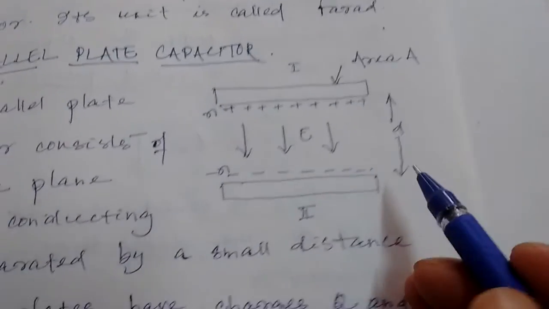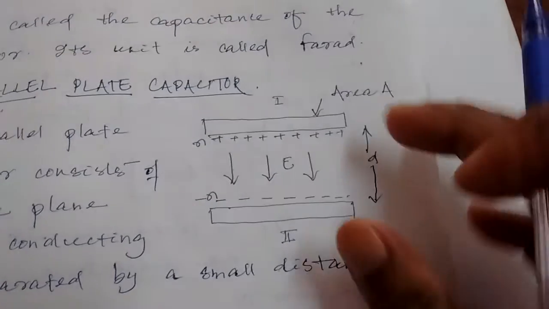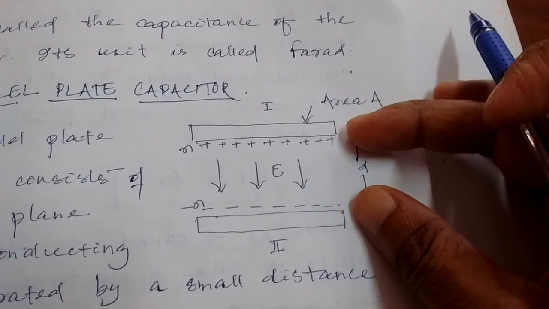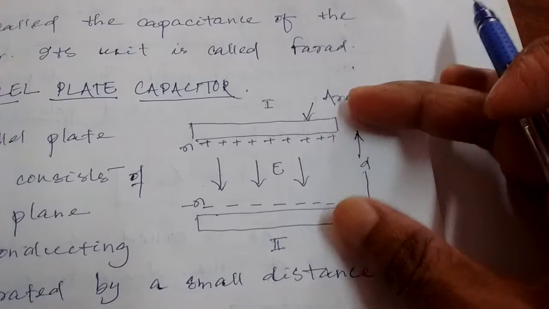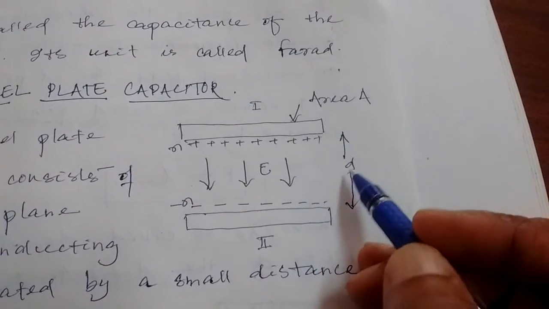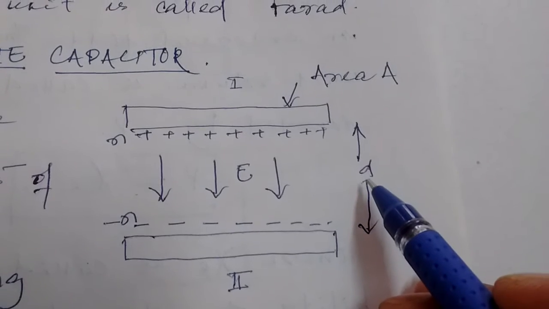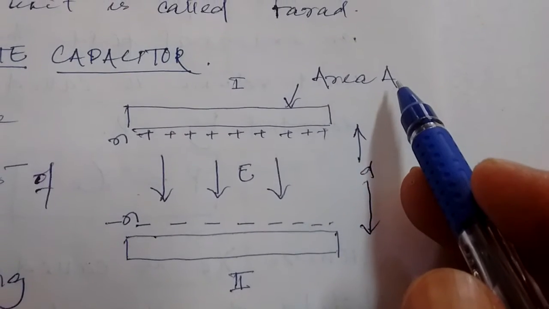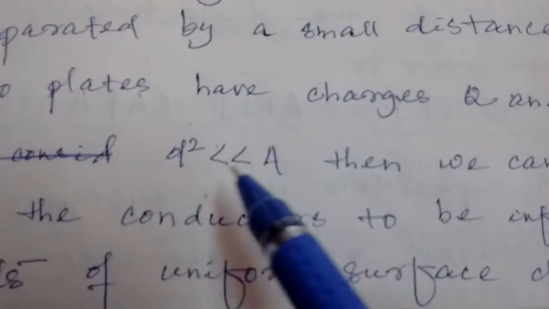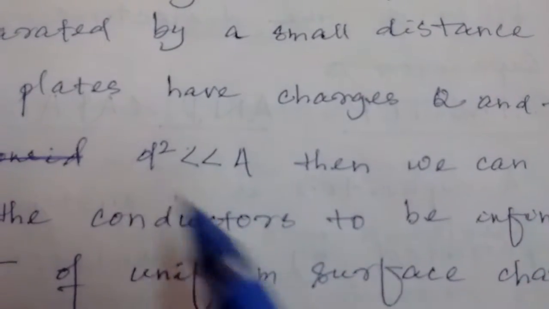Now it will be called an ideal capacitor if these two plates are very close to each other. That means this d is very small in comparison to this area A. Got my point? This d is very small in comparison to this A. You can write it as d squared is very much smaller than A.